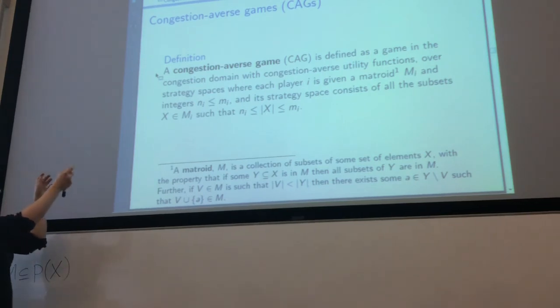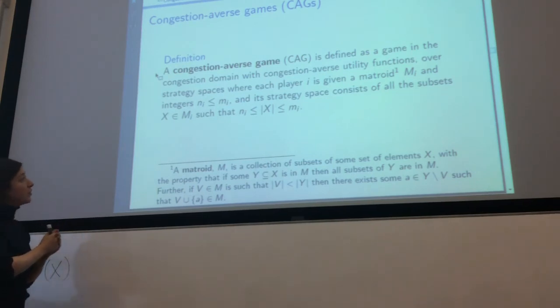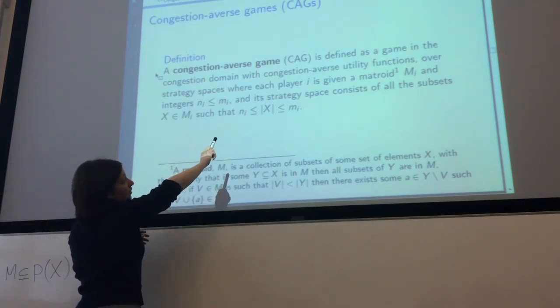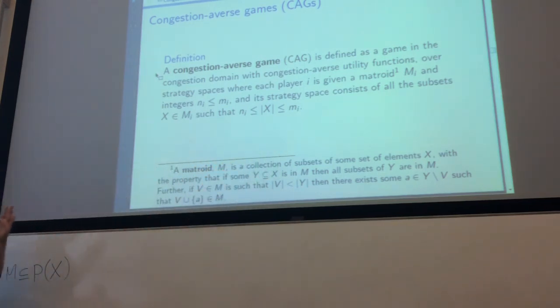And also two integers, just to bound the sizes of sets in the matroid that we can use in the strategy, so that the strategy space would consist of all the subsets in the matroid whose size is in between these two bounds. Okay, so for each agent there is a matroid and two numbers. Then take all the sets in the matroid, throw away all those which are smaller or larger than these bounds. That's it. What is left is the strategy space of the agent.